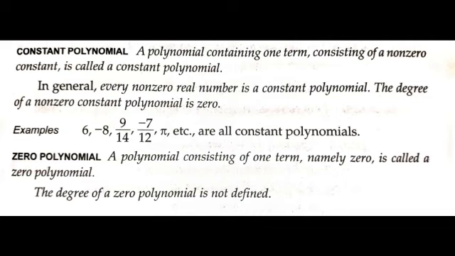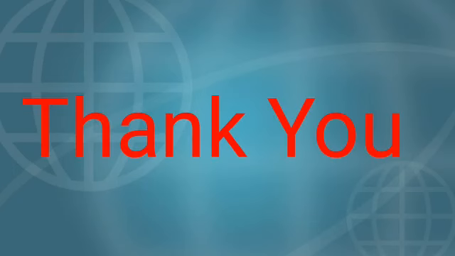Next I have zero polynomial. A polynomial consisting of one term, namely 0, is called zero polynomial. The degree of a zero polynomial is not defined. That is, in this case, if f(x) is any polynomial and if f(x) is equal to 0, it is called a zero polynomial and its degree is not defined.